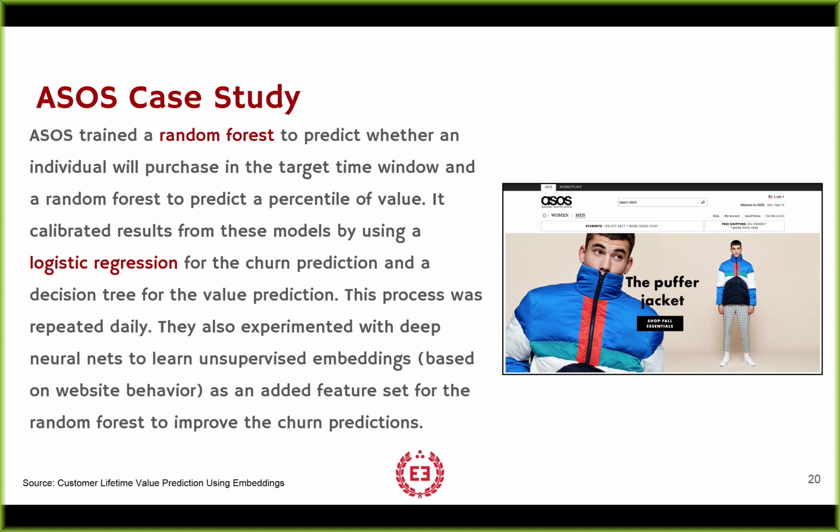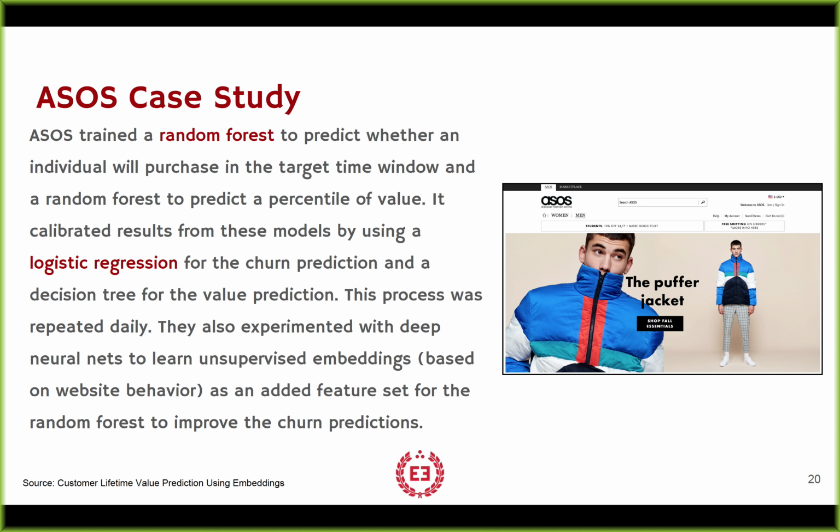And then they just used straight logistic regression, very simplistic regression, for the churn prediction. And then they took a decision tree and they said, okay, given the likelihood to churn and the likelihood to purchase in this window, what's the value that we're predicting for them? And this was being repeated on a daily basis.